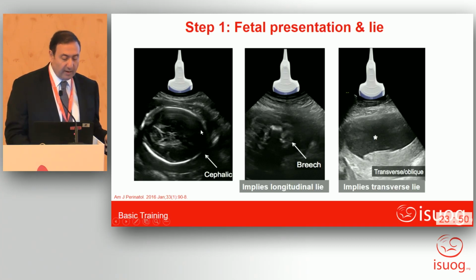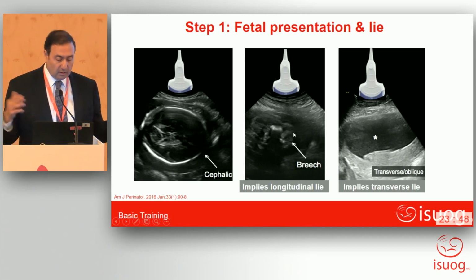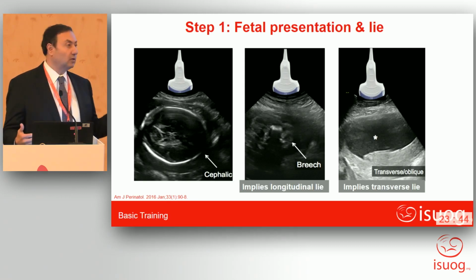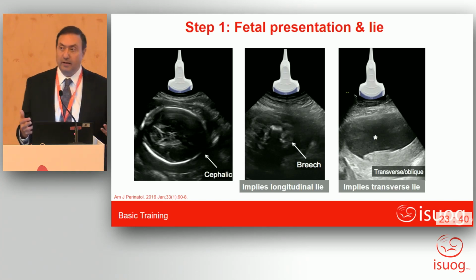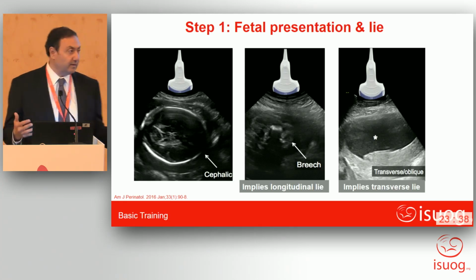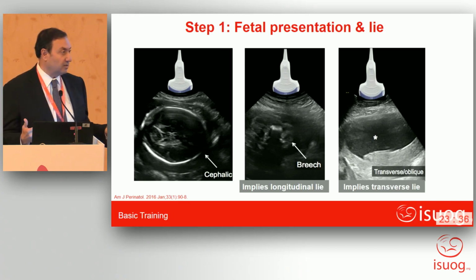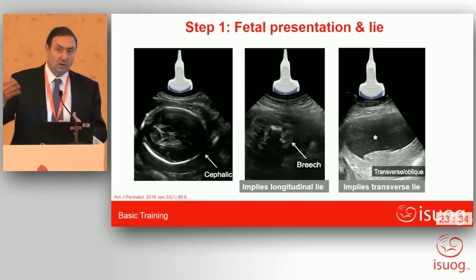The presence of a head or a butt in the lower segment implies that the baby is in a longitudinal lie. Okay? It could be oblique, but at least from a labor perspective, you can safely say that the patient could labor if there's a cephalic presentation, because that implies a longitudinal lie, meaning that the fetal lie is parallel to the maternal spine.